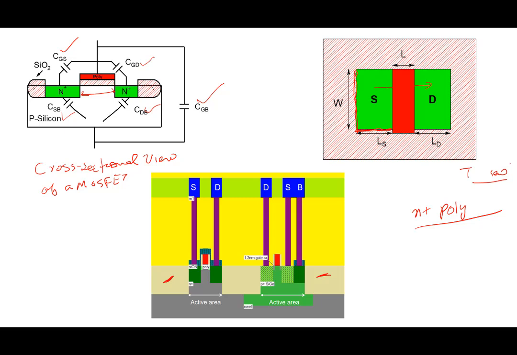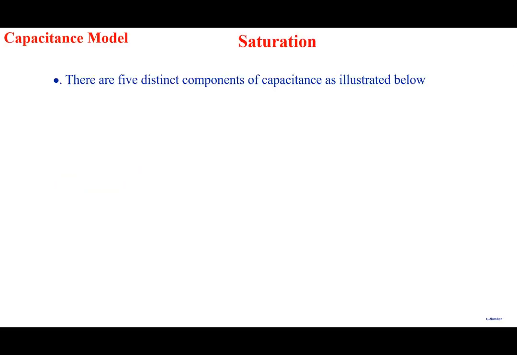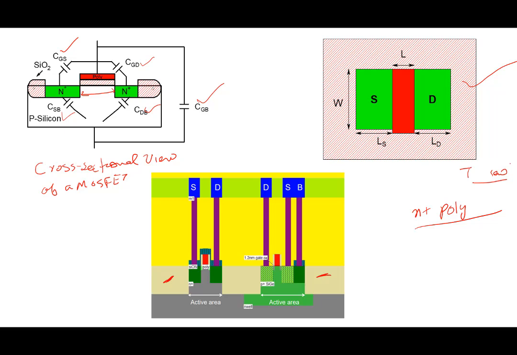All right, so this picture also we need to keep in our mind here, the top view of the picture here. Okay, so let's estimate the capacitances. As you can see here, there are 1, 2, 3, 4, 5 capacitors in this particular schematic.